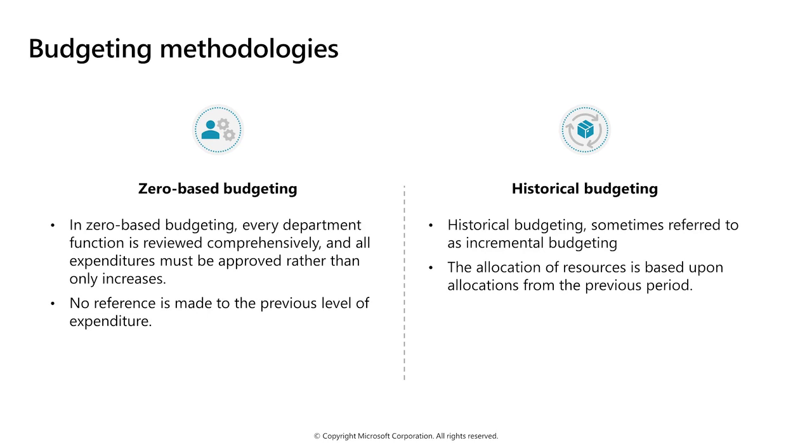In zero-based budgeting, every department function is reviewed comprehensively and all expenditure must be approved, rather than only the increase. No reference is made to the previous level of expenditure. Zero-based budgeting requires that the budget request be justified in complete detail by each division manager, starting from the zero base. The zero base is indifferent to whether the total budget is increasing or decreasing.